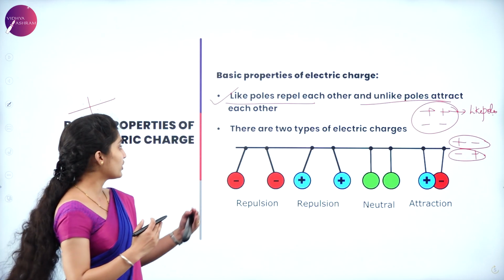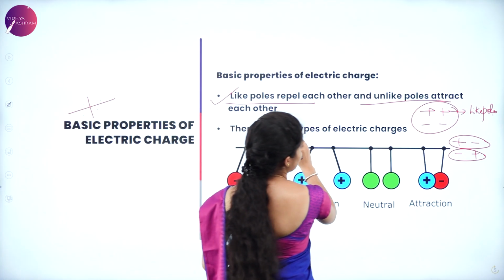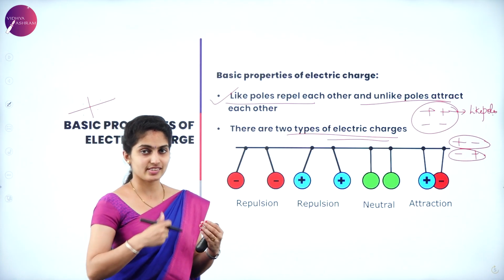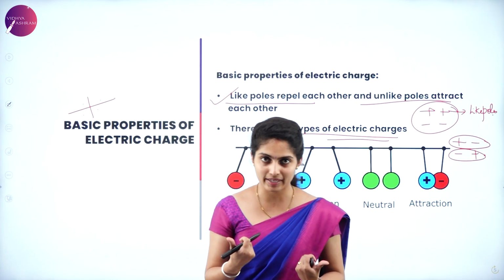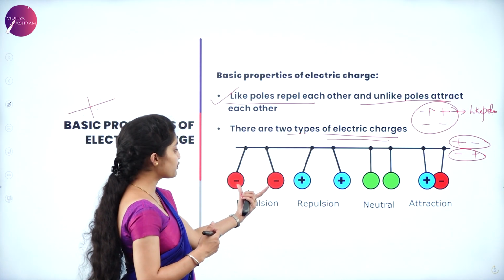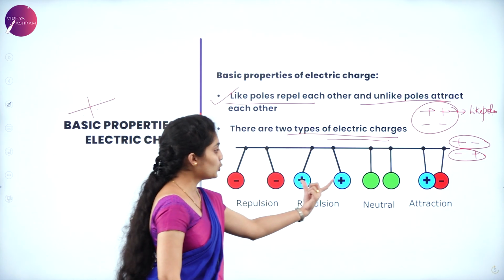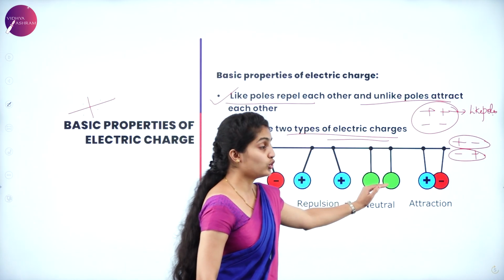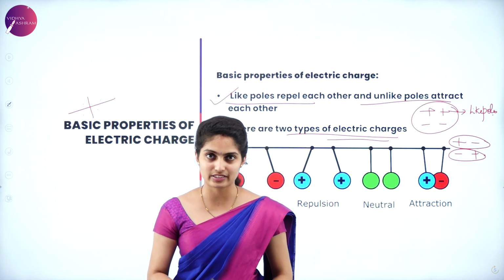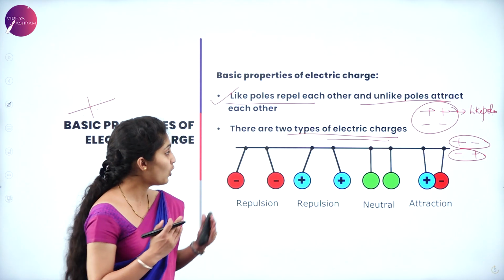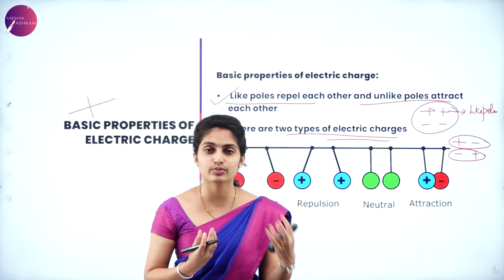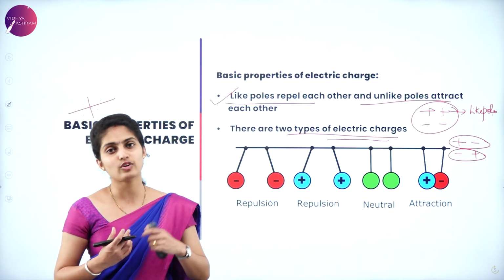Coming to the second point, there are two types of electric charges. Remember, one is plus and one is minus: the positive charge and the negative charge. When you have two like poles, it repels. With no charges, it is neutral, and two unlike poles attract. That is how exactly a charge behaves with another charge of the same sign, of a different sign, or of no sign.